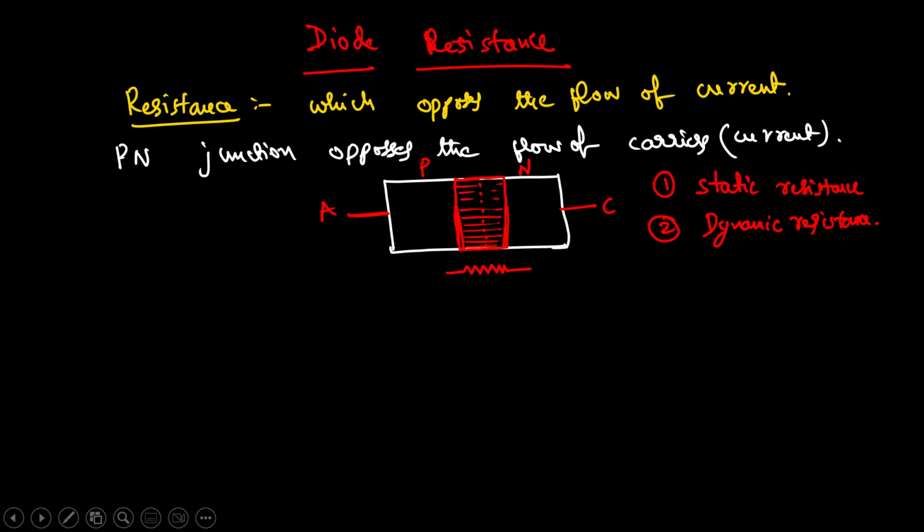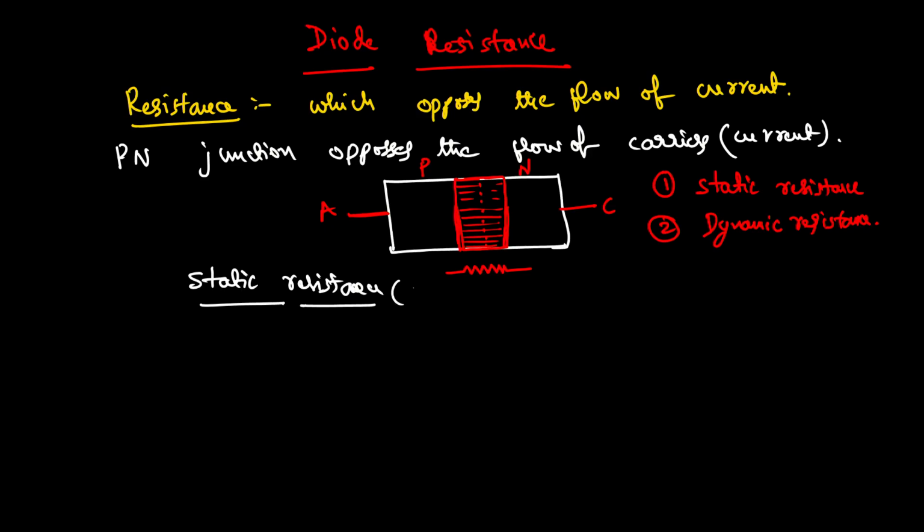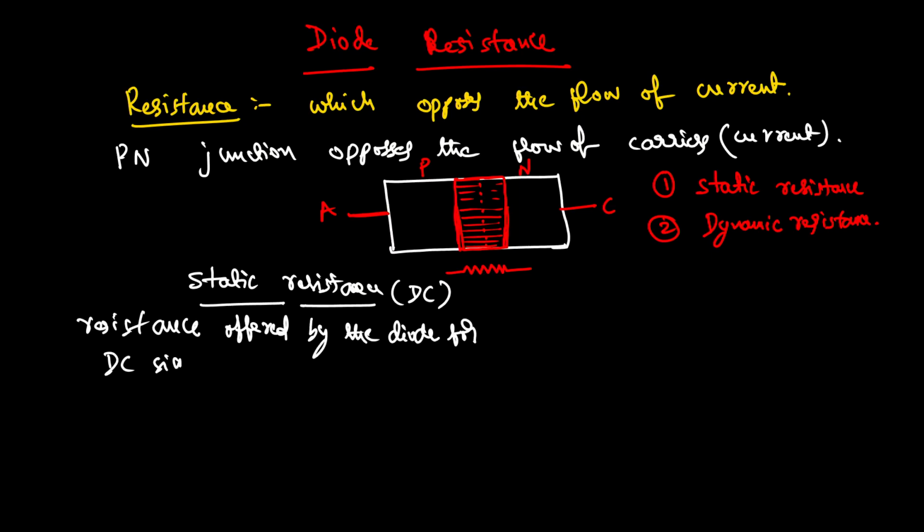One type of resistance is static resistance. Static resistance is also called DC resistance, because it is the resistance offered by the PN junction diode whenever it is excited by a DC supply. Here I wrote one simple point: the resistance offered by the diode for DC signals. If the PN junction diode is operated by DC supplies, that is in forward bias, then the junction offers a resistance up to particular voltage levels, with respect to the voltage levels.